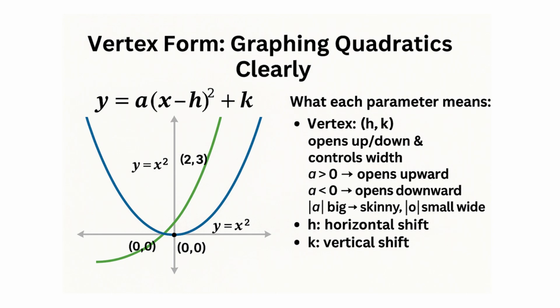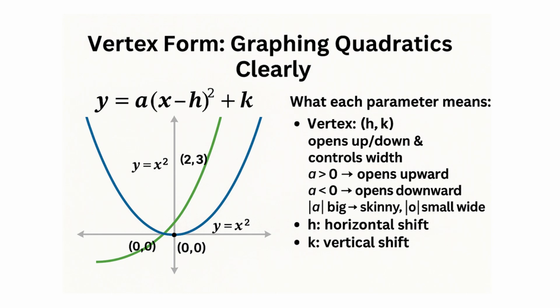This form also tells us exactly how the parabola shifts and transforms. The value of h moves the graph left or right. If h is positive, the vertex shifts to the right, and if h is negative, the vertex shifts to the left. Meanwhile, k moves the graph up or down. Positive k shifts upward, negative k shifts downward. And just like before, the coefficient A controls both the opening direction and the steepness of the parabola.